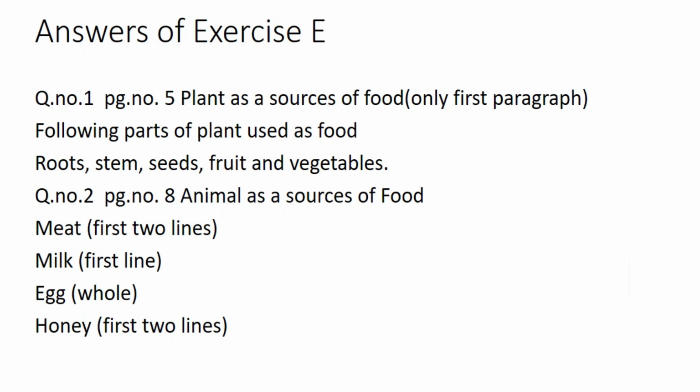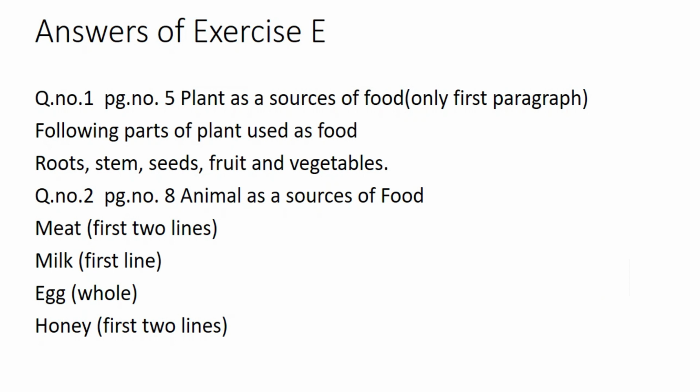Then your question number 2 is, what food do we get from animals? The answer to this question is on page number 8 under the heading Animal as a Source of Food. You will write the first two lines given over there. Animals are both direct as well as indirect sources of food. Then your first source of food is meat. You will write the first two lines of that. The flesh of some animals is eaten as food. Poultry, birds, fishes, goats, and sheep provide meat.